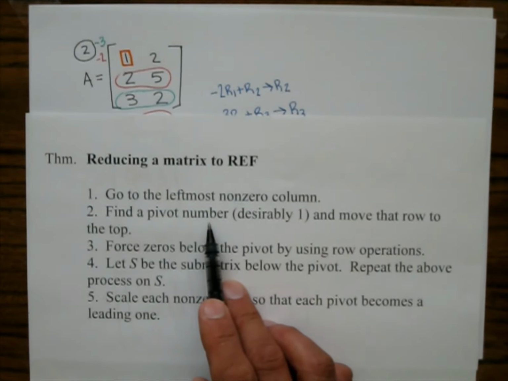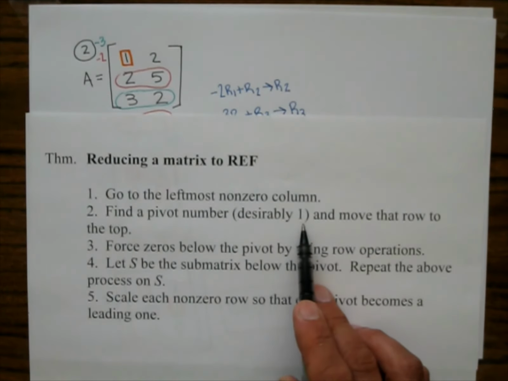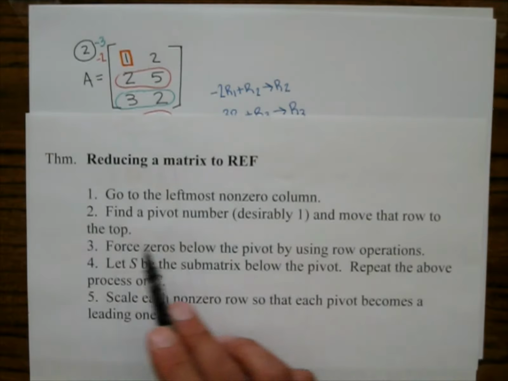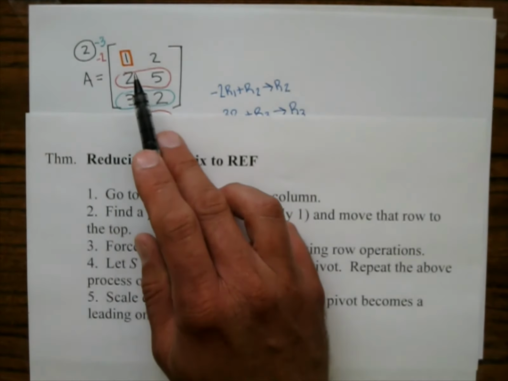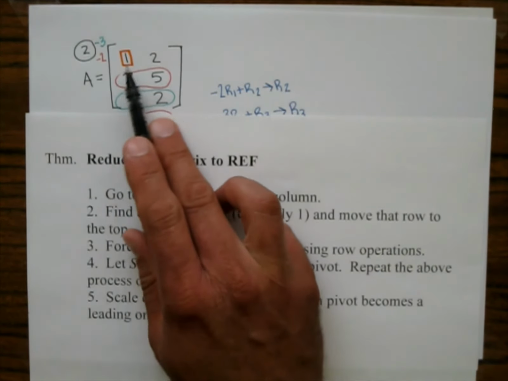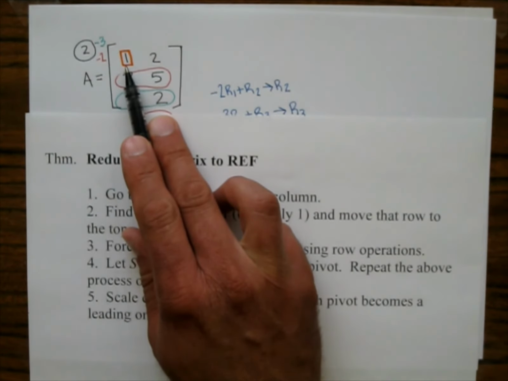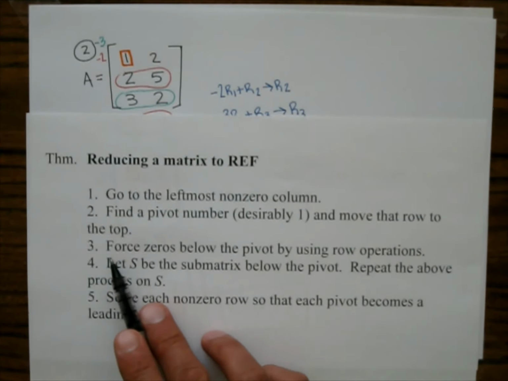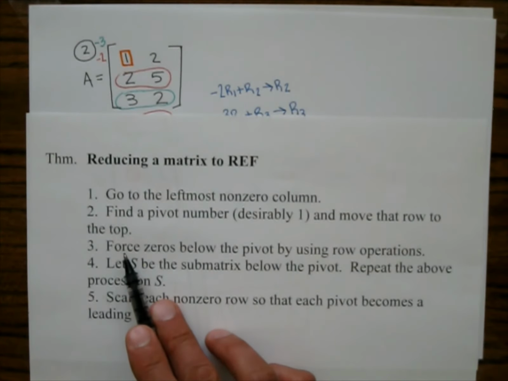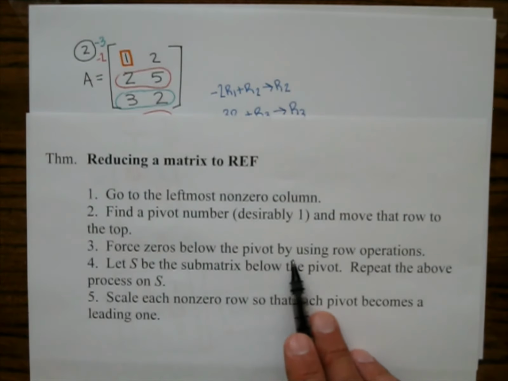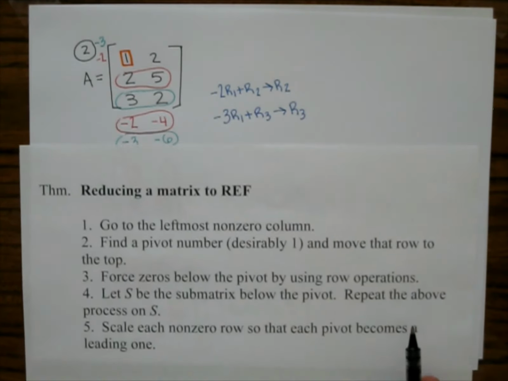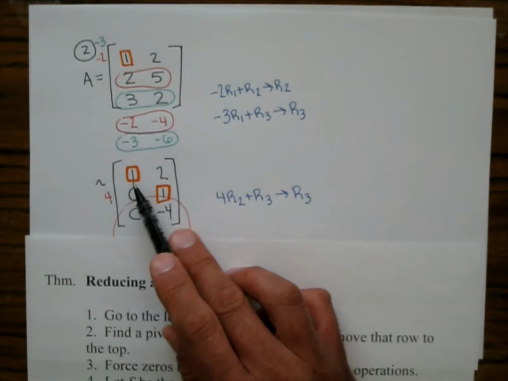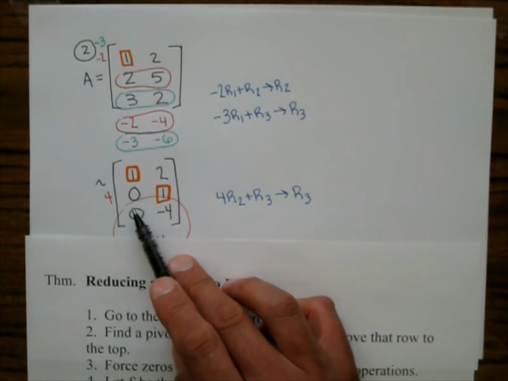Find a pivot number, desirably 1, and move that row to the top. Well, in example number 1, that row was already at the top. Our pivot 1 was at the top. In the last example, we had to interchange 2 rows. And then look at this. This is not very technical here, but I'm going to do it anyway. Force zeros below the pivot by using row operations. Now, isn't that what we did? We used row operations and forced zeros into those positions.